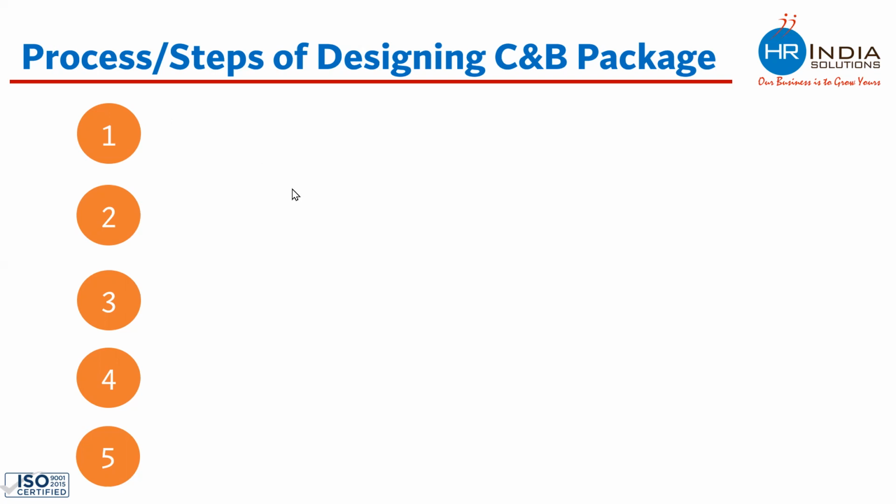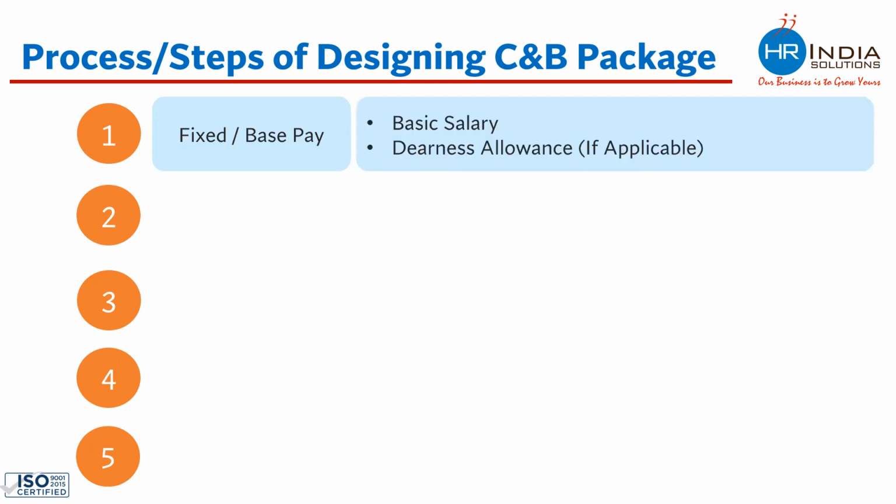The very first step or the most important step is to decide the fixed pay or base pay for the person. What exactly is this? Under this step, you decide what should be the basic salary for the person and what should be the dearness allowance if it is applicable. Dearness allowance or DA is something which is normally found with government organizations. In private companies, you will hardly find DA. But if DA is there in your company, you need to decide that also. Otherwise, as a very first step or the most important step, you decide what should be the basic salary of the person.